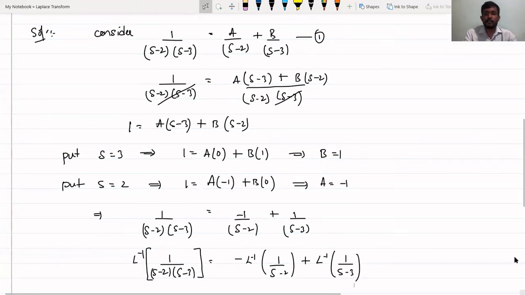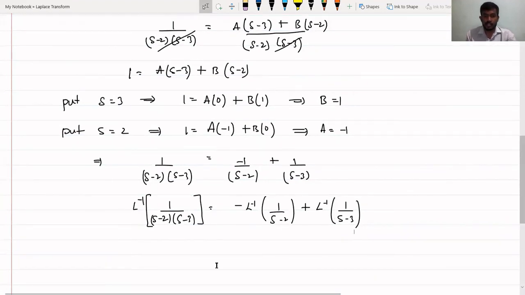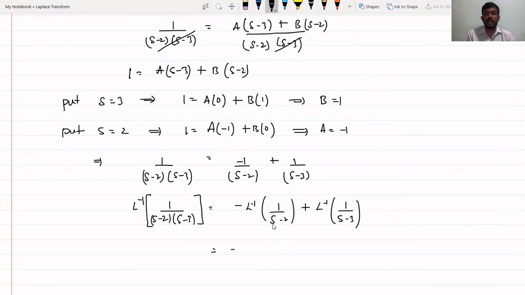Now we are very much aware of how to write down the inverse transformation for this. So this will be equal to minus the inverse transformation of 1 by s minus 2, which is e to the power of 2t, plus the inverse transformation of 1 by s minus 3, which is e to the power of 3t. So this is the required inverse transformation for the complex fraction 1 by s minus 2 into s minus 3.